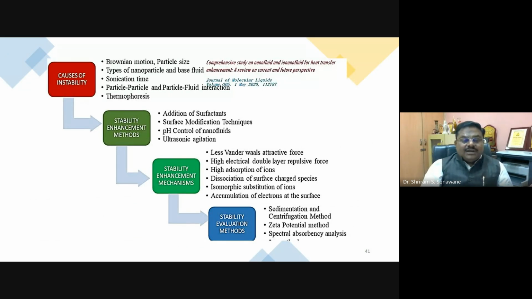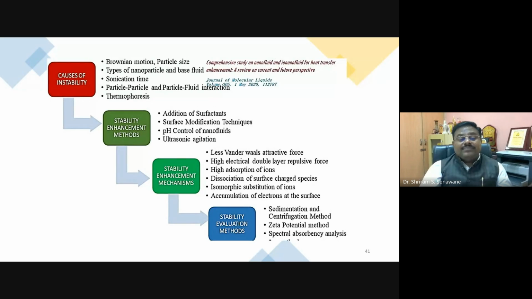So causes of instability, we can have many causes of instability. Brownian motion should be there, which is a very important parameter, participating in more heat transfer. So we need to see it critically. If Brownian motion is not good, then that may be a cause of instability. Types of nanoparticles and base fluid: nanoparticles should be thermally conducting material. This is very important. Sonication time will allow us to make the nanofluid stable. So sonication time is also very important, and it may be a cause of instability.